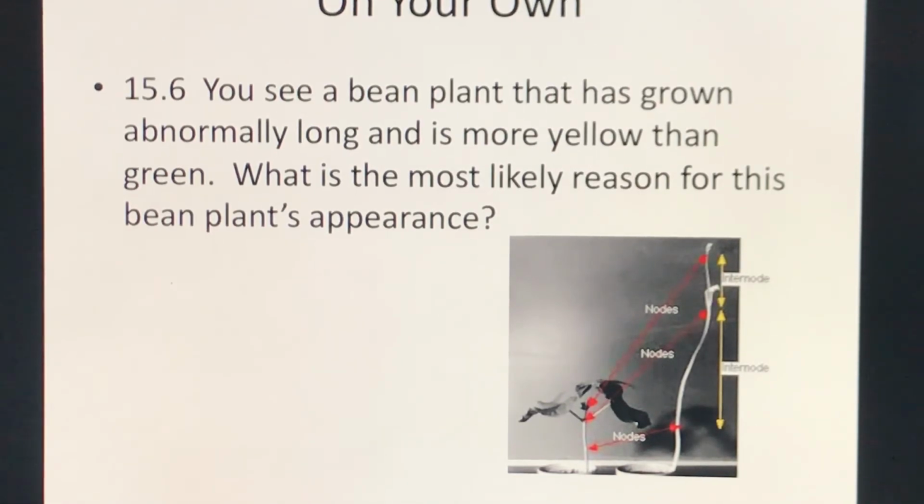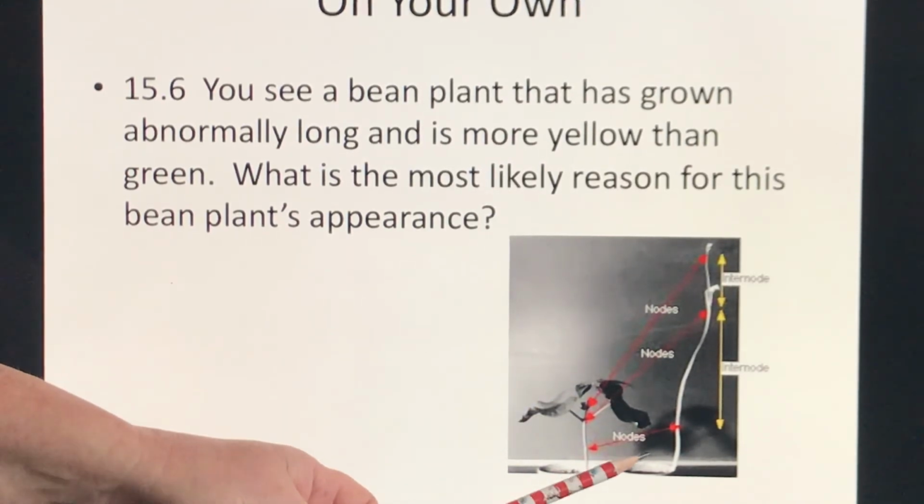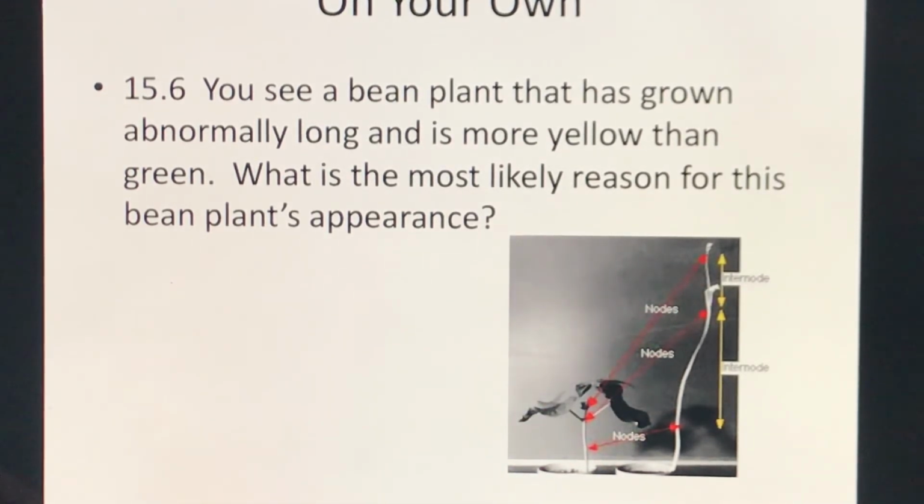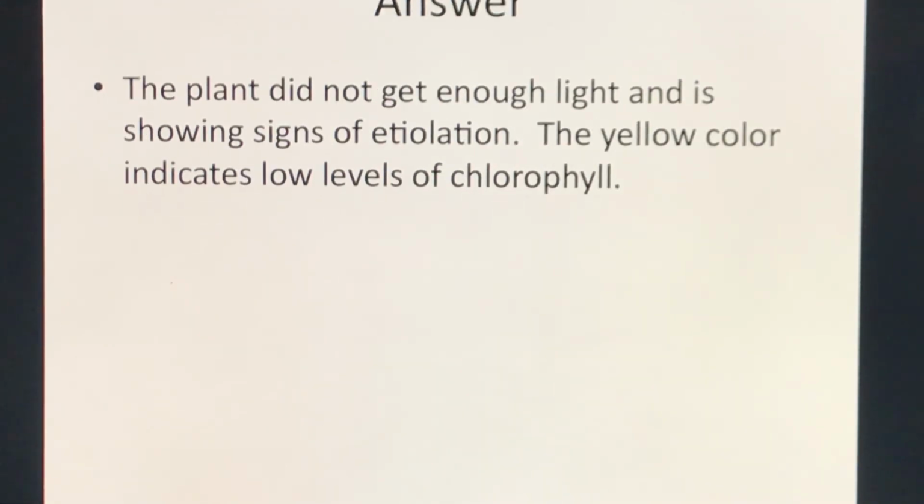All right, 15.6. You see a bean plant that has grown abnormally long and is more yellow than green. What is the most likely reason for this bean plant's appearance? So again, here we have the one plant with the shorter stalk and the larger green leaves, and the other plant, this was grown in the light. The dark one has the longer stem, whiter stem, and lighter leaves. And so we know what happens here is when the plant doesn't get enough light and is showing signs of etiolation, the yellow color indicates that it has low levels of chlorophyll in the leaves.